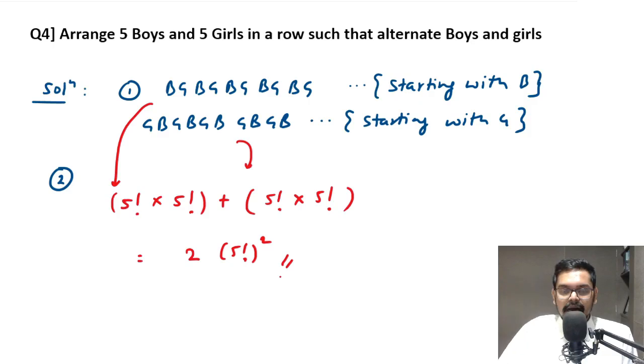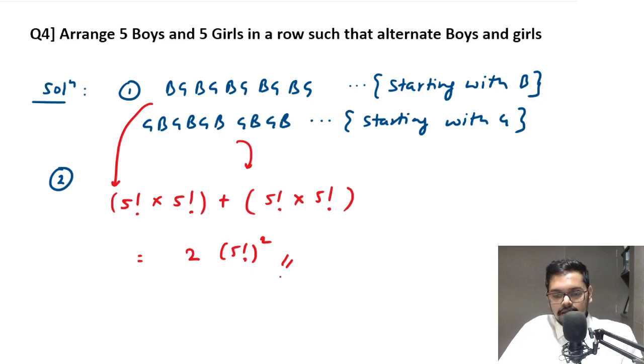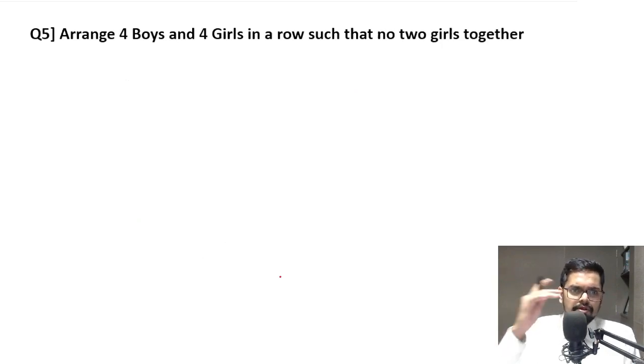I am just giving you the ideas: whenever the constraint comes, how to deal with the arrangement. Understanding, getting the scenarios, getting the idea. So I will solve varieties of questions, do not worry. So question number 5 in front of the screen. Arrange 4 boys and 4 girls in a row such that no 2 girls come together.